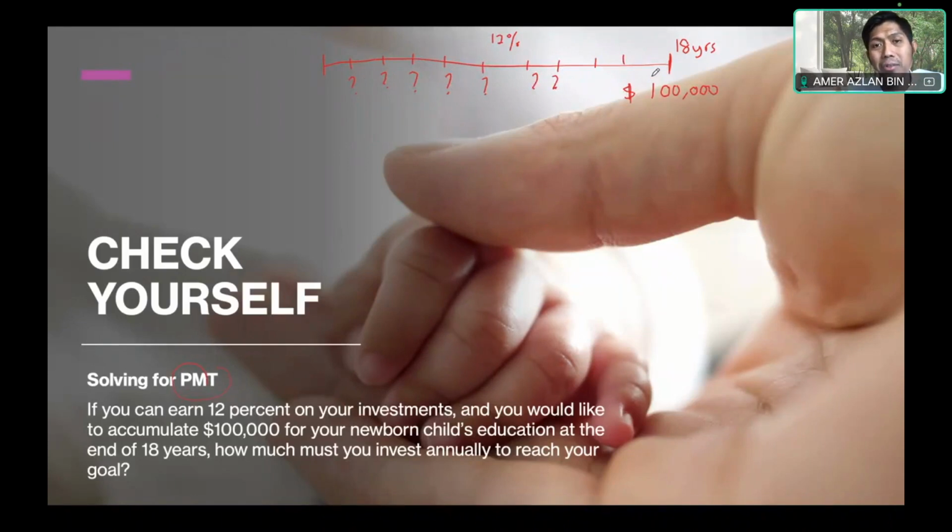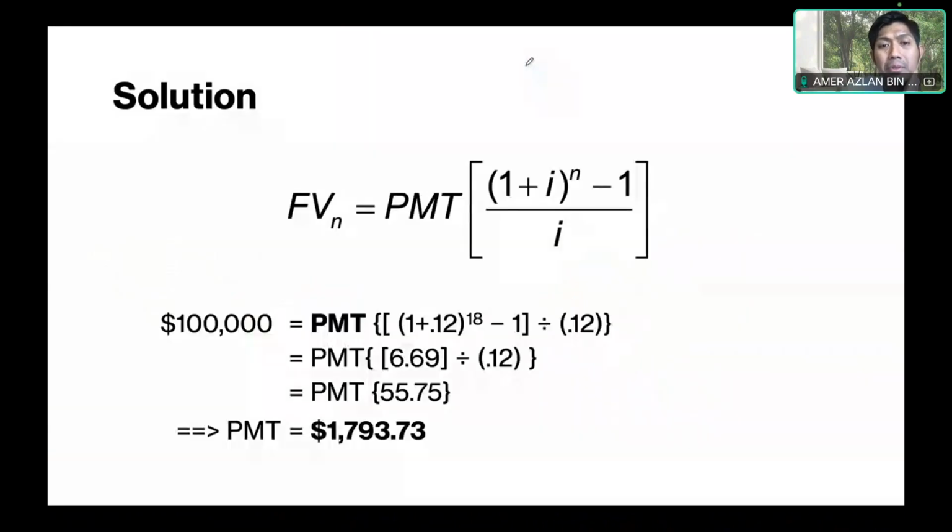Okay, in this case, you just gave birth to a newborn baby, and you plan that when she reaches 18 years old, you want to have at least 100,000 in her account. So this is one way you can plan for your child's education. Assuming that you put your investment in an account that can give you 12% return. The question is, you don't know how much exactly you should save every end of the year. So it's again solving for PMT.